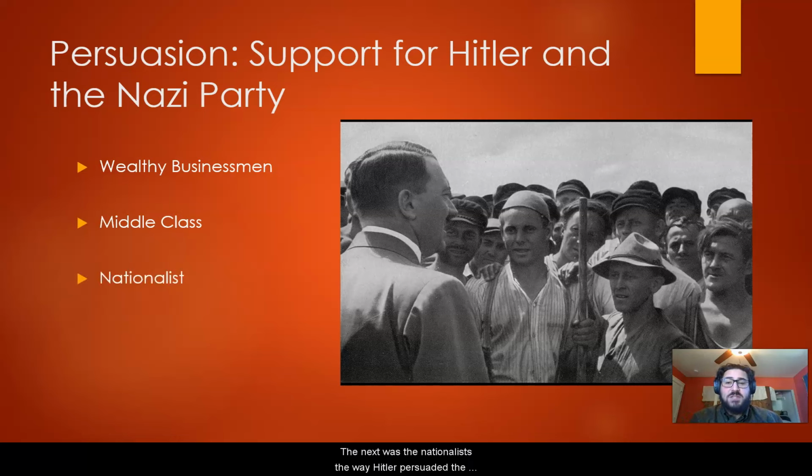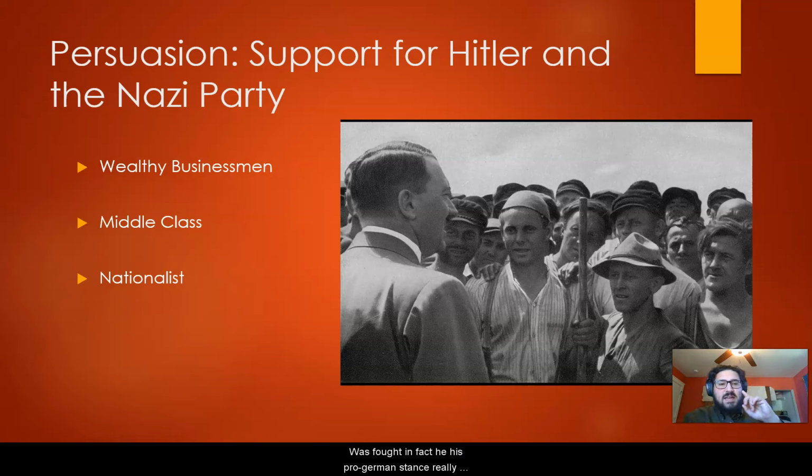And the next was the nationalists. The way Hitler persuaded the nationalists was he was quick to blame everything that Germany was suffering from on a minority group, like the Jews, the communists, or how the rest of the world was beating Germany. He talked about how the war guilt clause was horrible and Germany should never have paid it, and that Germany should never have accepted that they were the reason why the war was fought.